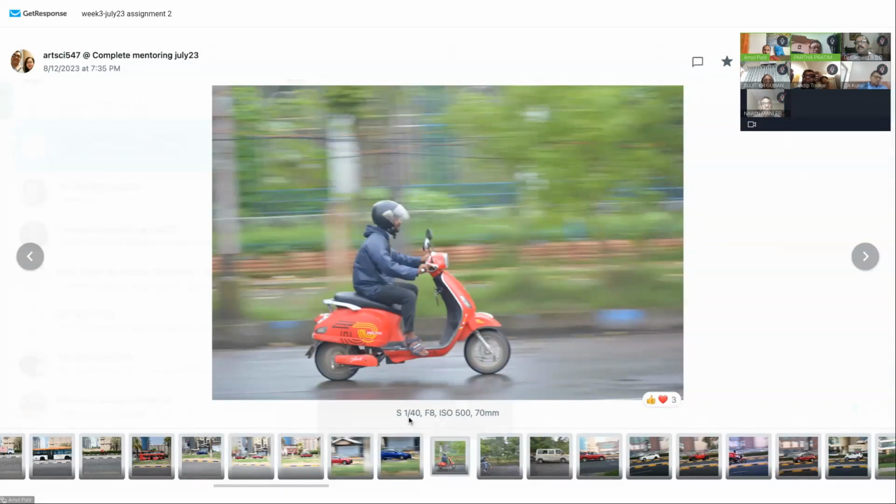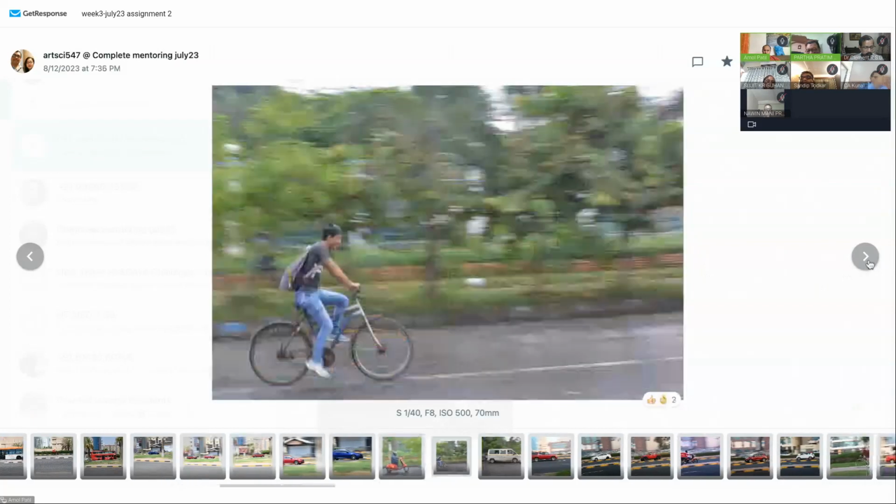What he has done: 1/40, f8, ISO 500, 70 mm. So this is what gives me more insight into the picture. The shutter speed is slow, and therefore you are getting this beautiful panning effect. The rule of thirds is also being followed here. The composition is good, and that is giving you this excellent result. So full marks, Partho. Good job. Thank you, sir.